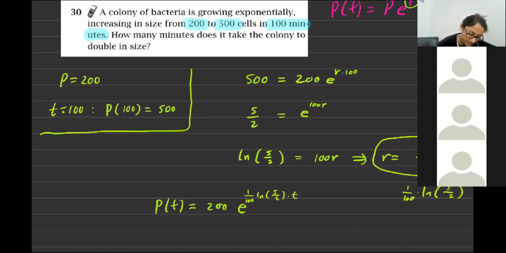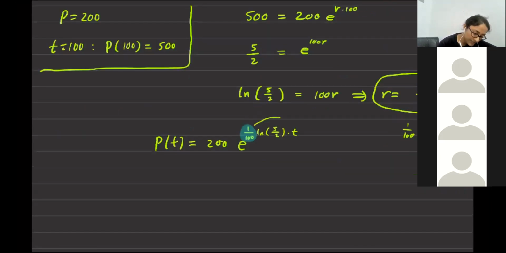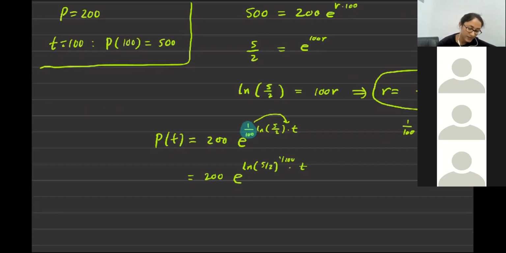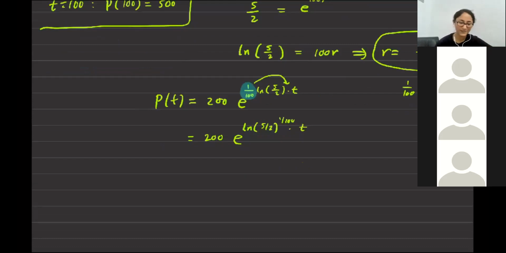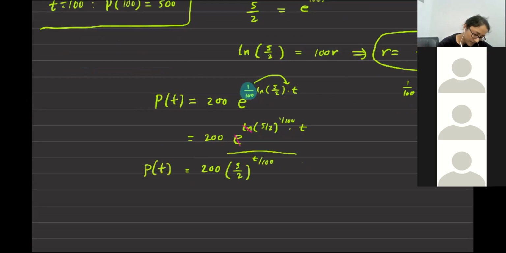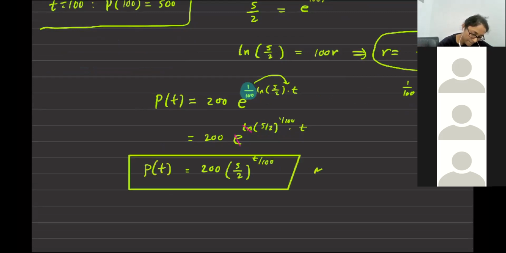Now you do what we did before. You move this as an exponent for ln and cancel e and ln. That gives us 200 e to the ln of 5 over 2 to the power 1 over 100 times t. And now e and ln can cancel out, just like we did before. So a lot of this procedure is repetitive, but make sure you know how to do them, okay? So this gives me 200 times, now if e and ln cancel out here, the base 5/2 will come down as a base, and you will have 1 over 100 times t. That's simply t over 100. That is the model P of T. So once you have the model, now you can answer the question.